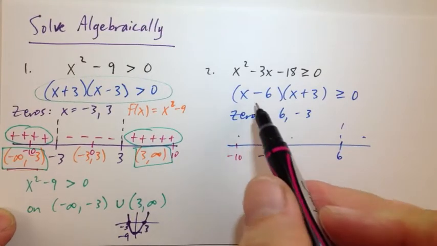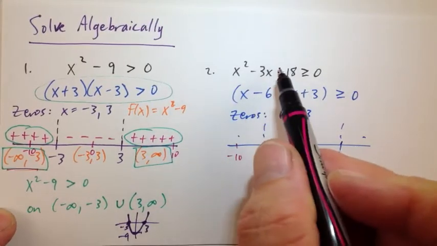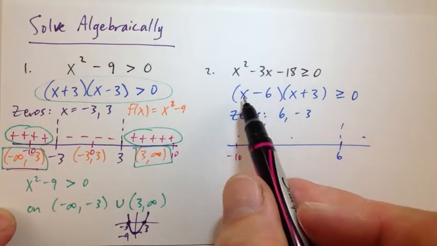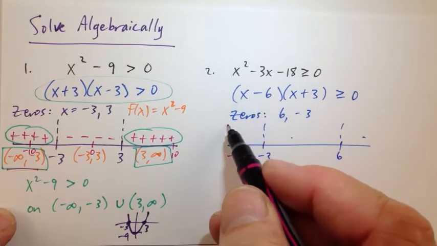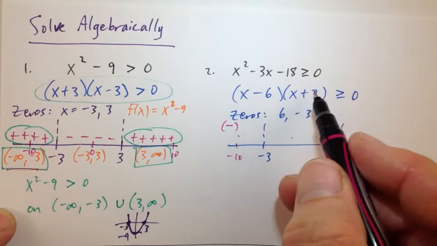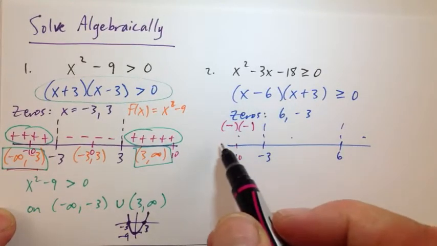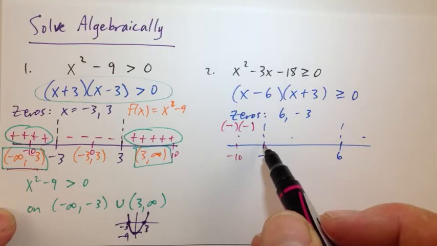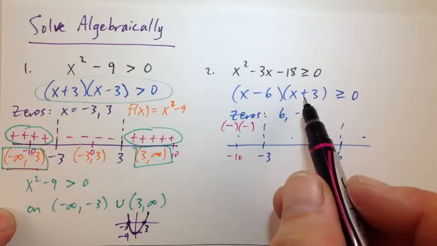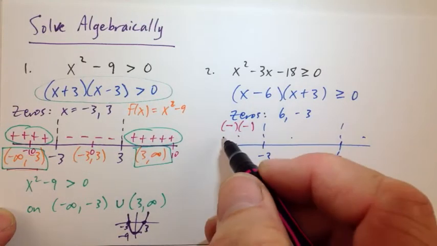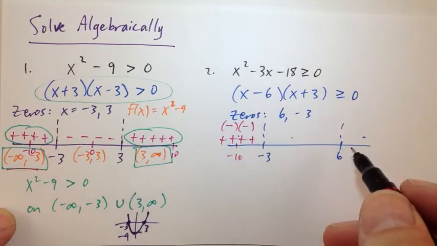Again, negative 10. Once the numbers start getting really big, I like to plug it into this here. So we can see negative 10 minus 6, that's a negative factor, and negative 10 plus 3, that's also another negative number. So any real number to the left of negative 3 is going to cause both factors to have a negative value. Therefore, negative times a negative gives us a positive.